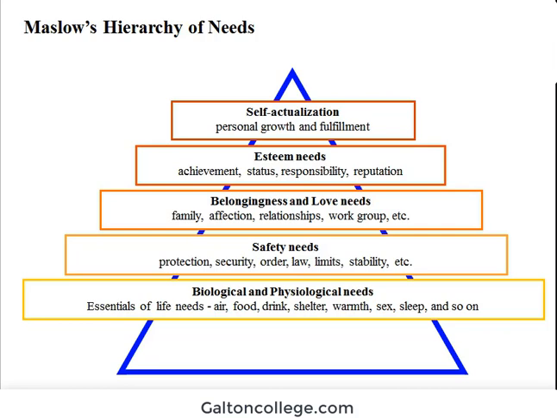We have a desire to live in a secure environment, in a stable environment, not one that's changing all the time and causing problems for us. And the belongingness and love needs, family, affection, relationships, the work group. So we have that need. And then we have the esteem need, the achievement, status, responsibility, reputation, to be respected by others and to be admired by others. And finally, at the very top, self-actualization, which is personal growth and fulfillment.